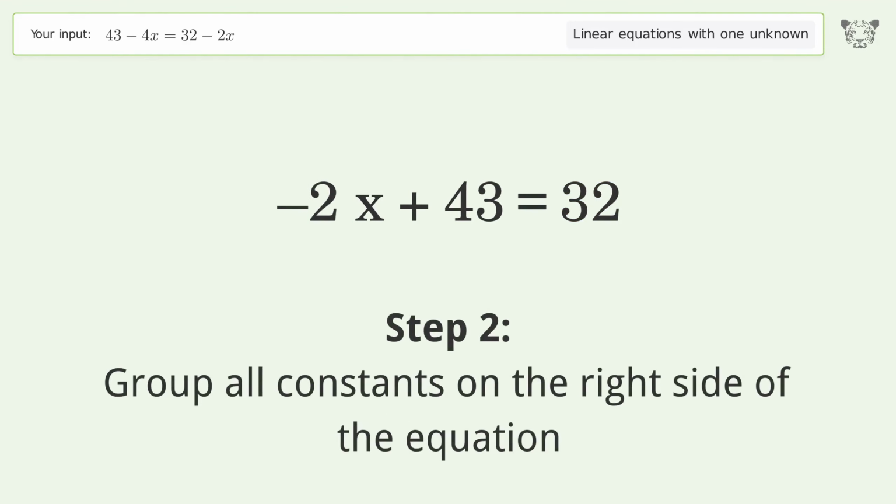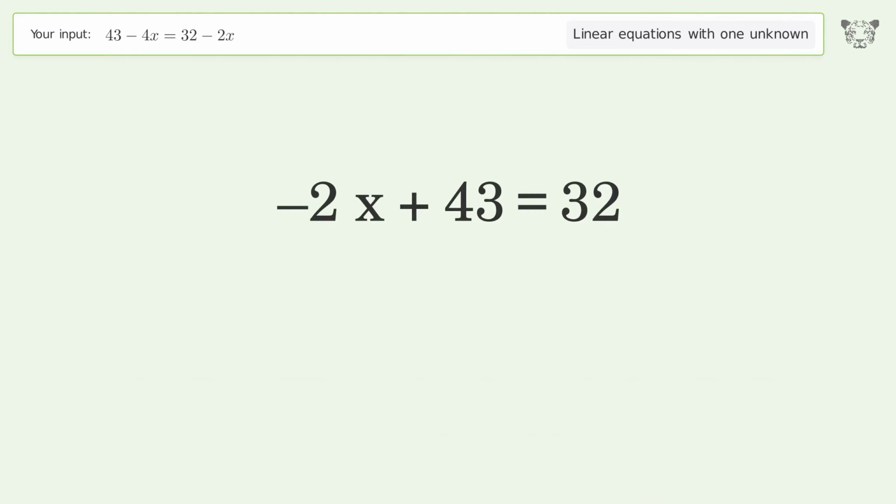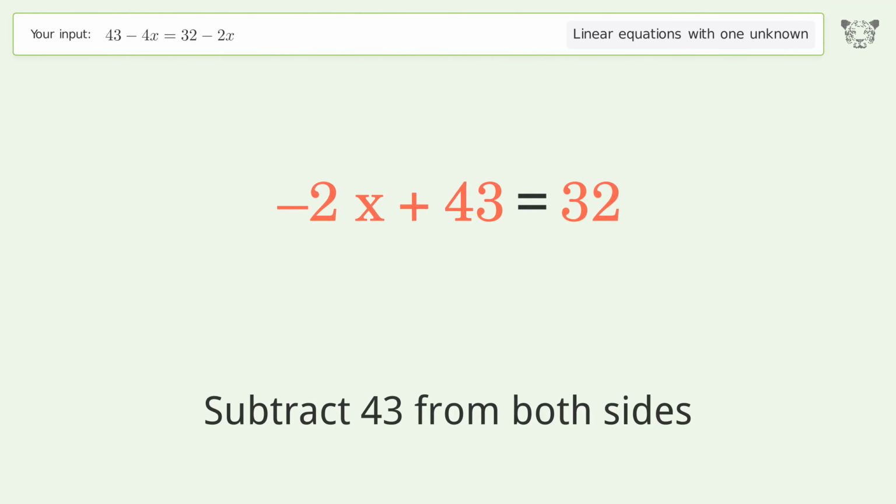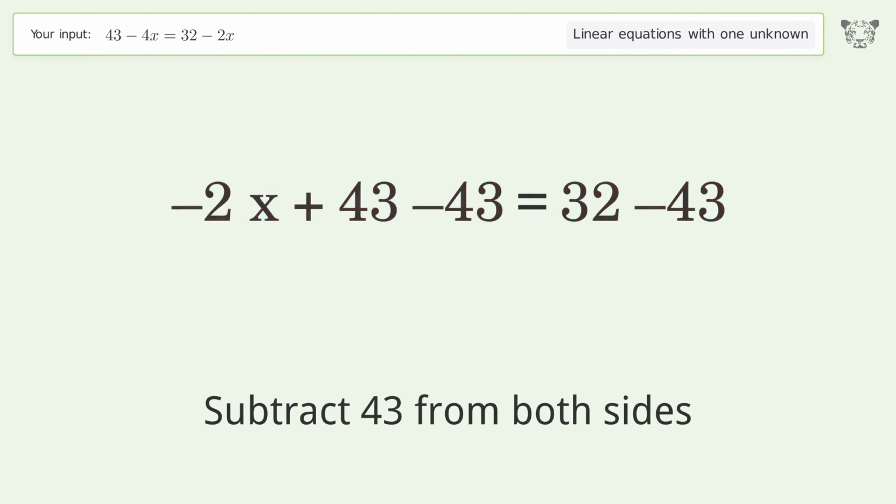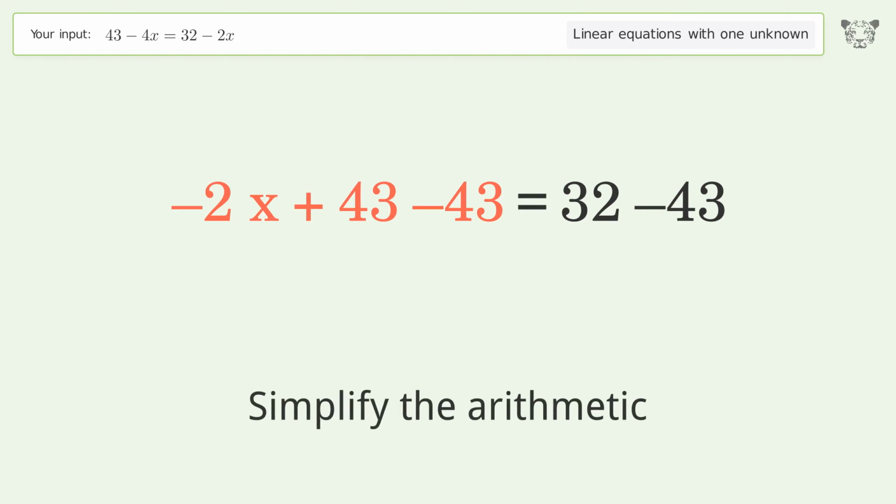Group all constants on the right side of the equation. Subtract 43 from both sides. Simplify the arithmetic.